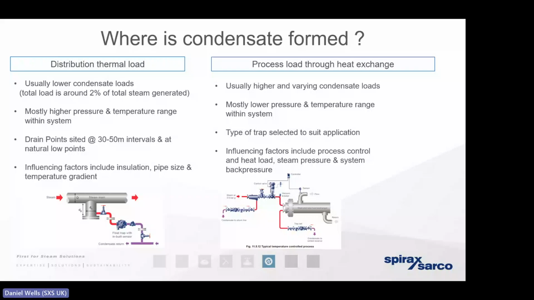Typically, if we know how much steam we're producing, I use the example of 10,000 kilograms per hour, then we would expect approximately 2% of that steam to condense out in the infrastructure. So 10,000 kilograms of steam, 2%, that's 200 kilograms of condensate per hour that we need to remove from the network. So we can use that information to size and select and decide where we want to locate those steam traps. That's what we call the running load.